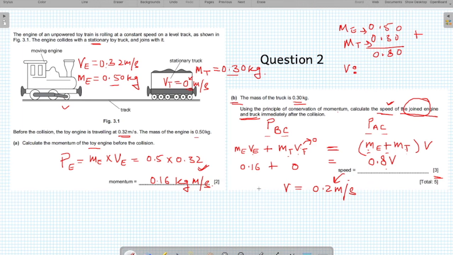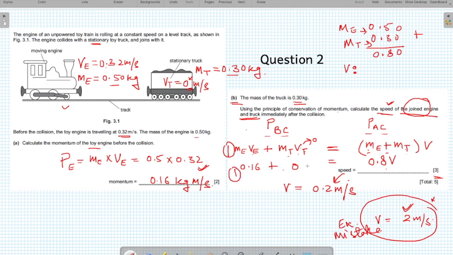But even if your final answer is wrong, say that you did some mistake in the calculation and the final answer came out to be 2 meters per second. Say, for example, that you made some mistake in doing some division by 10 or multiplication by 10 error and you got a wrong answer. If you have shown the steps, the examiner will see that your step is correct. He'll give you 1 mark here. He'll give you 1 mark here. So you'll score 2 out of 3 on this question, right?